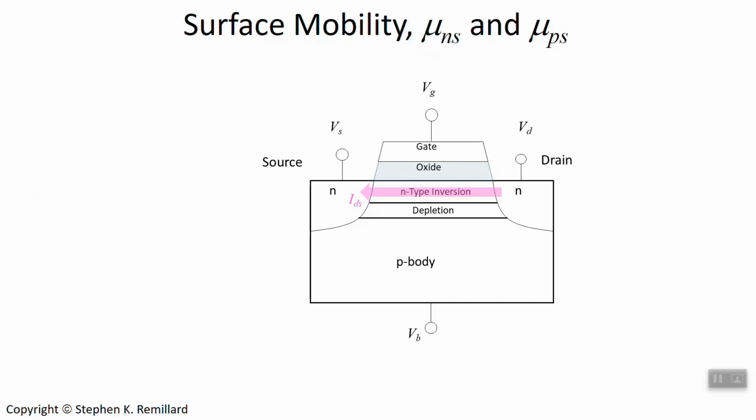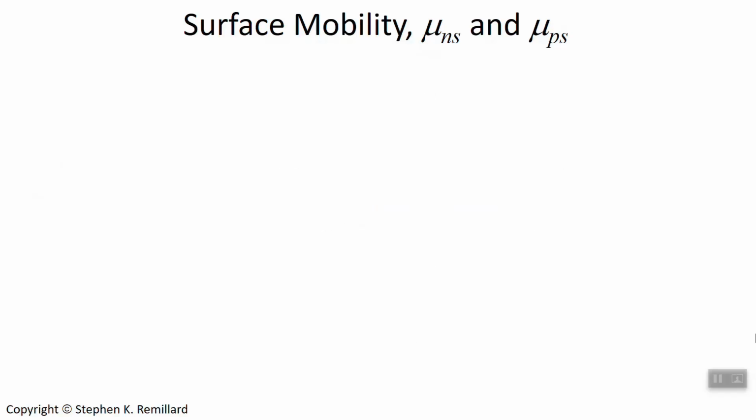S to indicate at the surface. Mobility is lower in the inversion layer than it is in the bulk of the semiconductor. And the bulk of the semiconductor mobility is what was described in chapter 2 of this book. So this is a different value of mobility. It's going to be lower, and I want to talk a little bit about why that is.